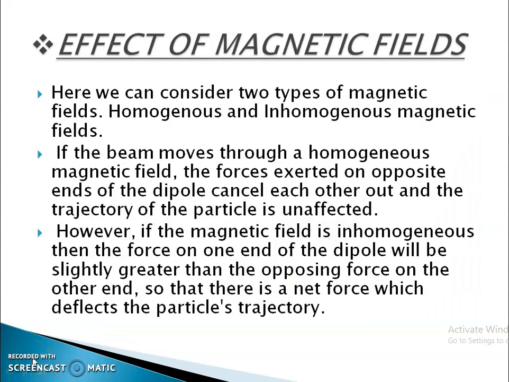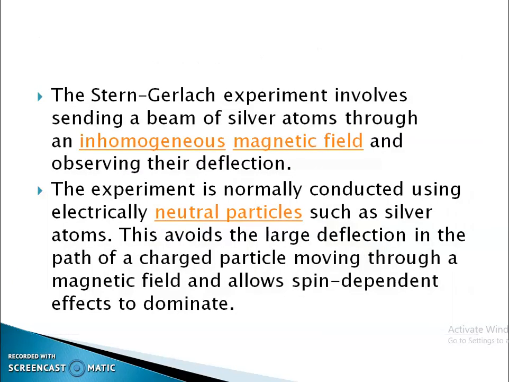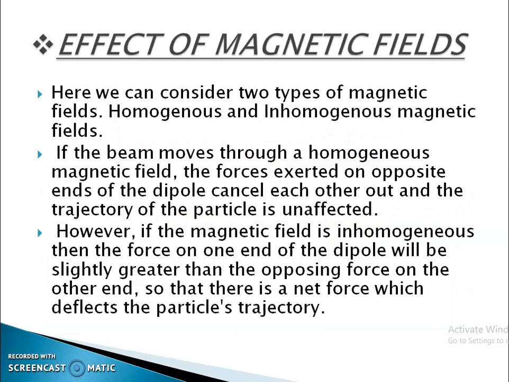However, if the magnetic field is inhomogeneous, then the force on one end of the dipole will be slightly greater than the opposing force on the other end, so that there is a net force which deflects the particle's trajectory. If we just go back to the experimental setup diagram, we can see the irregularity and the non-uniformity of the magnets used here. This is the exact reason that there is a net force which deflects the particle's trajectory.